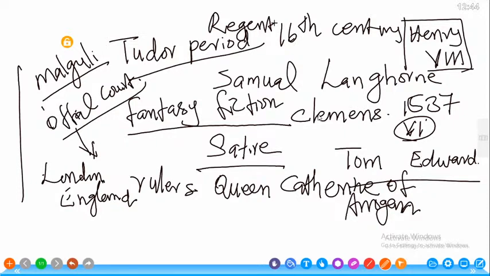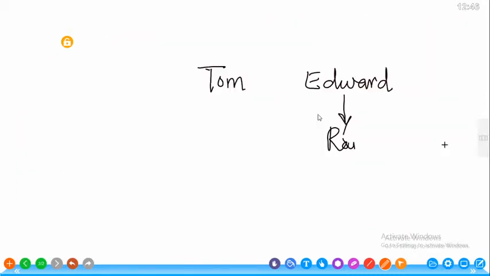And the break with the Pope and his establishment of the Church of England, with himself at its head, in order to divorce his first wife, Catherine of Aragon.